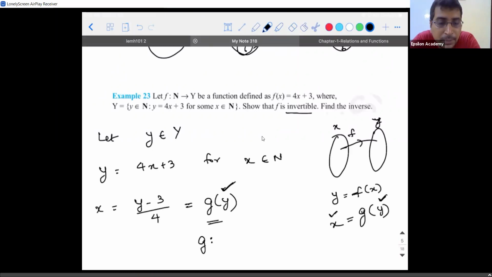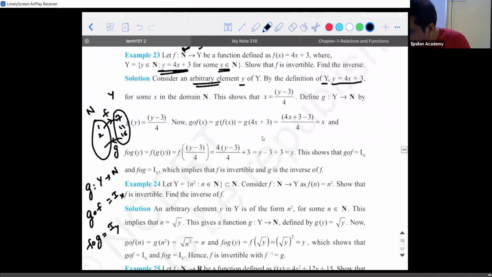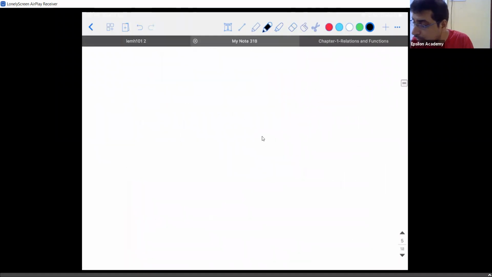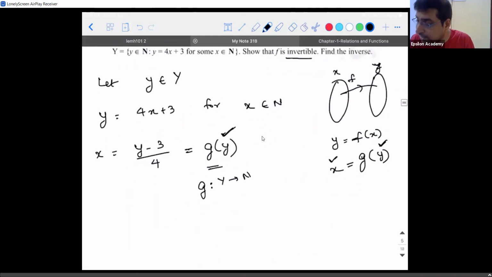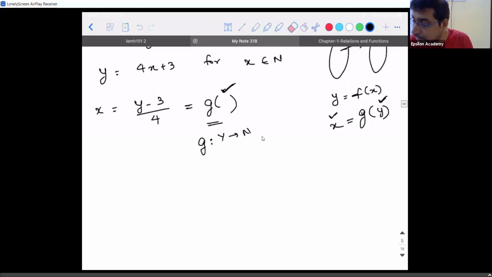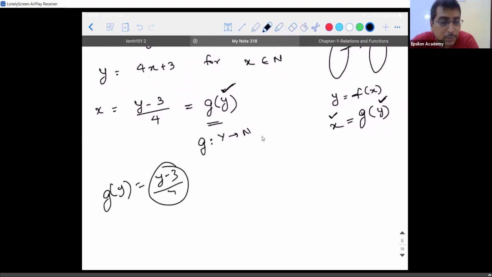Then g will be a function mapped from y to n. I am calling it like this. See, this shows that x is equal to y minus 3 divided by 4. Then I'll call this as g of y such that g is a function mapped in the reverse order, y to n, given by g of y is equal to y minus 3 divided by 4. Are you able to understand this point?